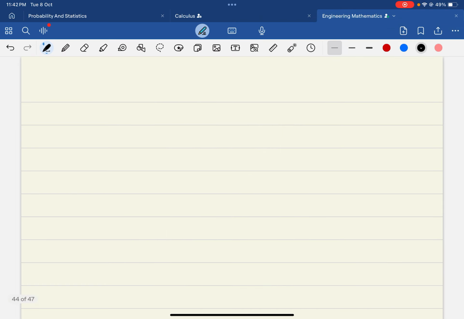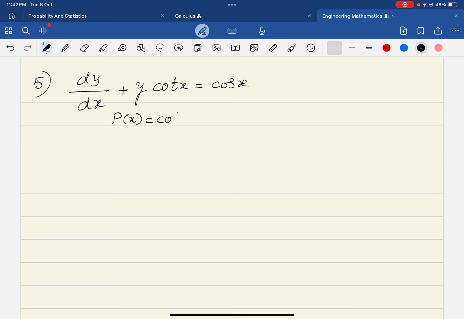Let us now do one more problem. We will do dy by dx plus y cot x is equal to cosine x. Now what is p of x here? It is cot x. And what is q of x? Cosine x.